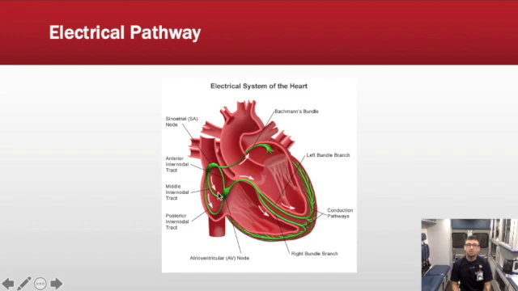Once this impulse gets down to the AV node, or the atrioventricular node, the AV node is actually slowing down this conduction, giving enough time for the heart to fill the ventricles with blood. This passes through the bundle of His, the bundle branches, and then down into the Purkinje fibers, right? And we have those bundle branches that are separating between the left and right bundle branches down the septum.